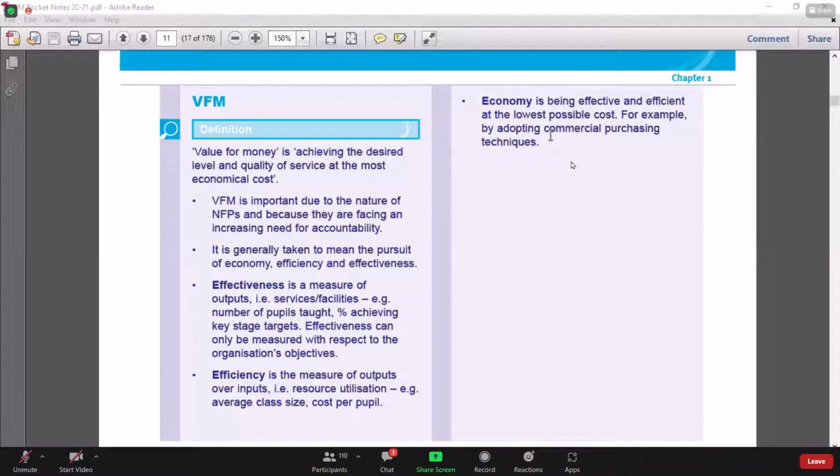It means if the organizational objective is that every year they want to provide for at least 100 students, how many students did they provide during the year? What is the percentage achieved? That is known as effectiveness. It means, did they achieve their target or not? Their target is to provide for 100 students. So, did they achieve that or not? That is known as effectiveness.